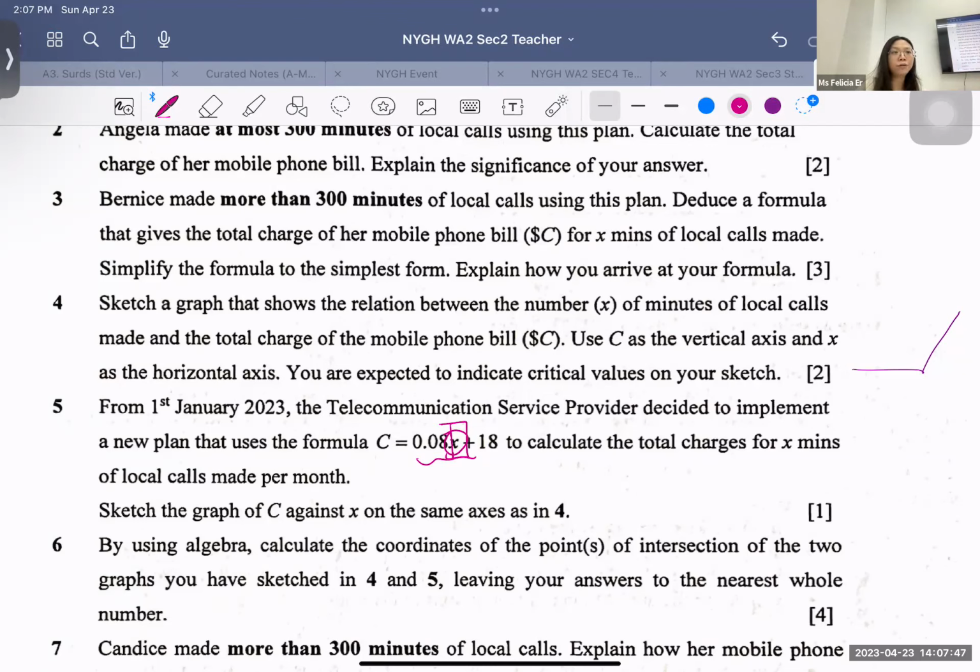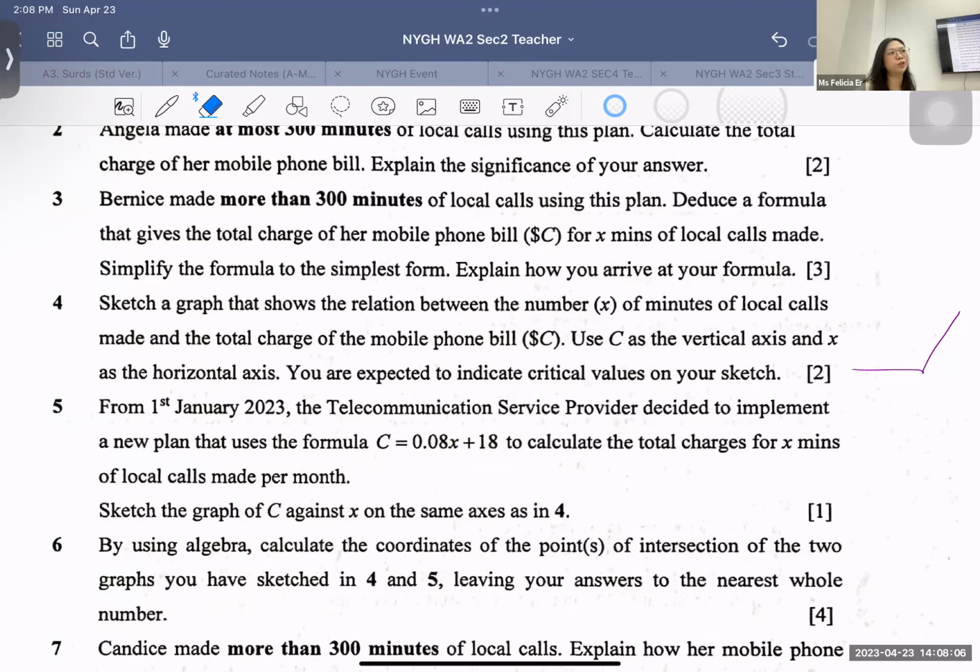In the last year scenario, you are paying a fixed amount for the first 300 minutes. That's why there's that plateau, that horizontal line. Can you see that? Okay, you must get the idea. And then for part 5, they ask you to sketch it together with the part 4 sketch.